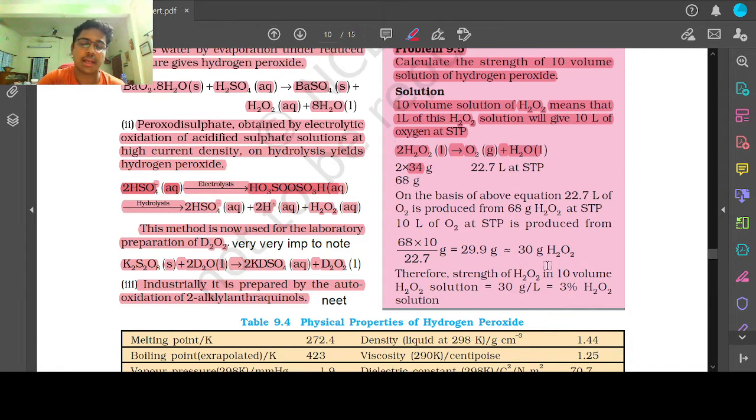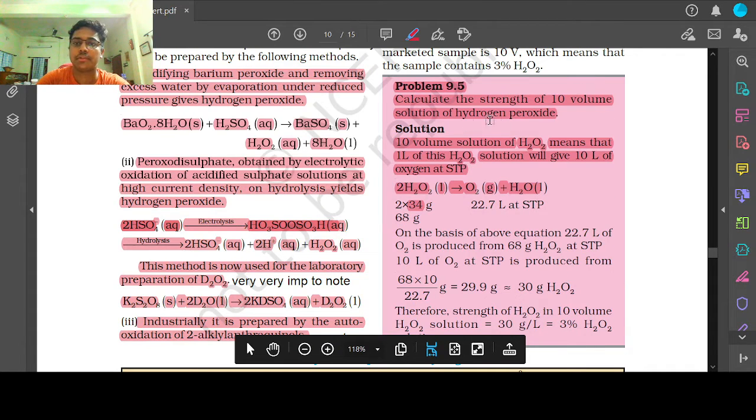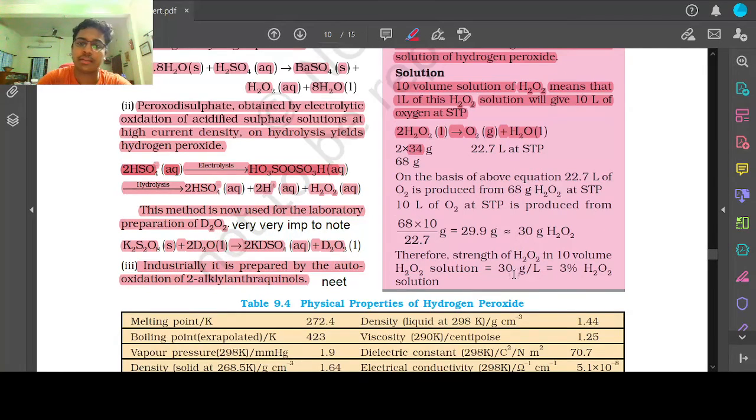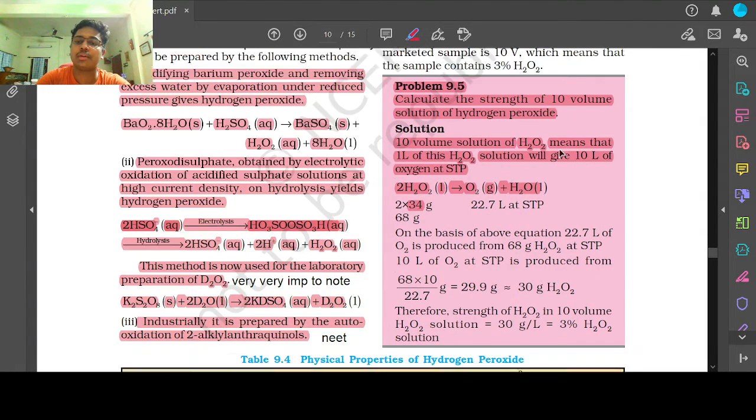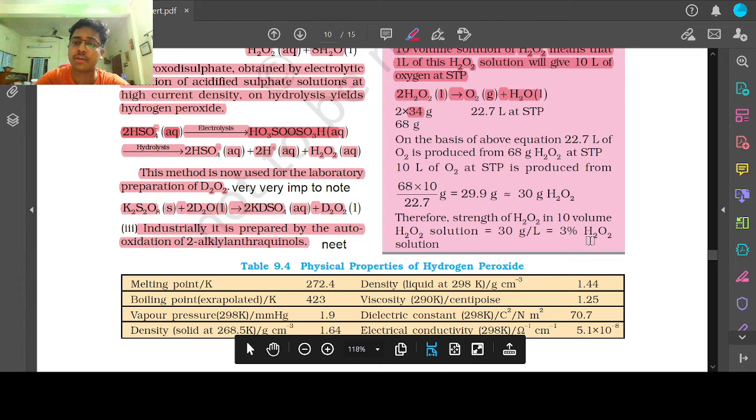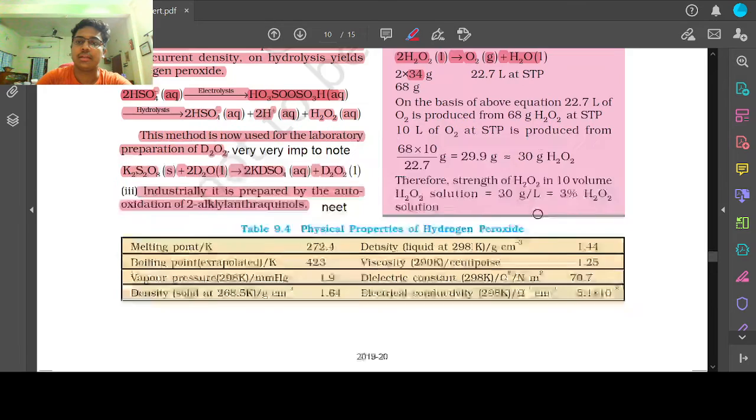So yeah, I was wrong there. Don't divide by 100, divide by n, the n volume solution of hydrogen peroxide. Here it is given 10, so you divide by 10. So 30 by 10 is 3%, and if it was n here, any general value, then it is 30 by n percent H2O2 solution. If you have to find it in the form of percentage, you divide by n; and if you have to find it in the form of gram per liter strength, then 68 by 22.7 into n is absolutely enough. You don't need to divide it by n. Okay, so I hope this is clear.